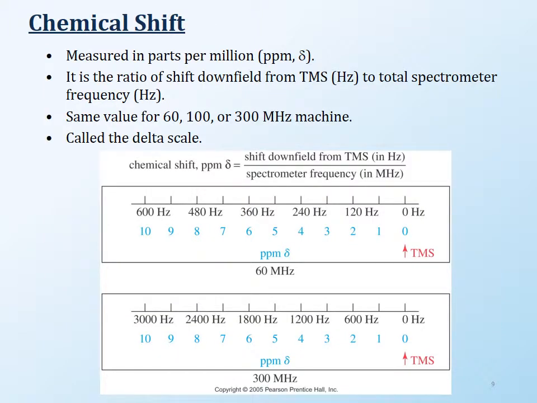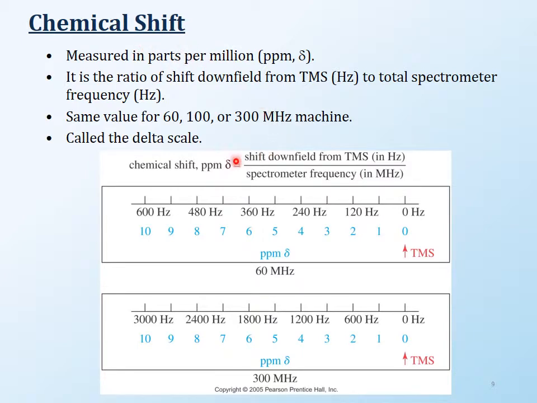So let's talk about chemical shift first, because chemical shift is really how you see the signal. And that is the lower scale that we talked about. The chemical shift is measured in parts per million. Parts per million means it's a ratio, one in a million. It is the ratio of the shift of TMS to the frequency of the instrument. Since it's a ratio, parts per million is a ratio.